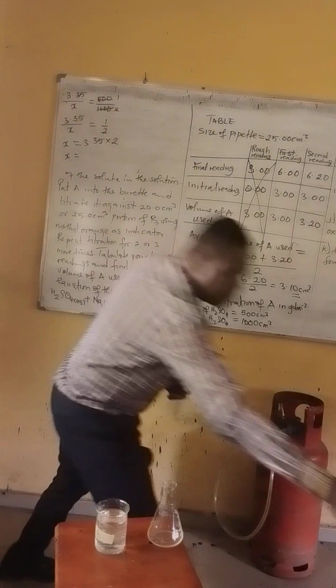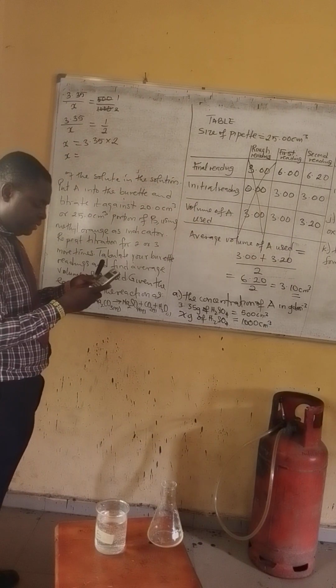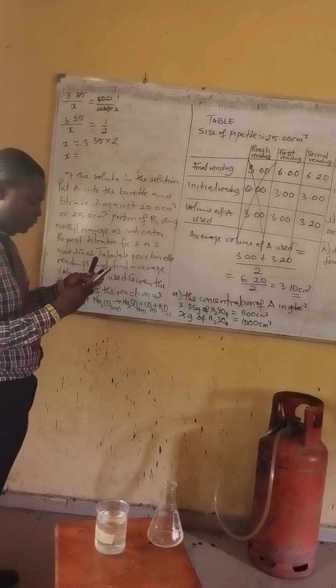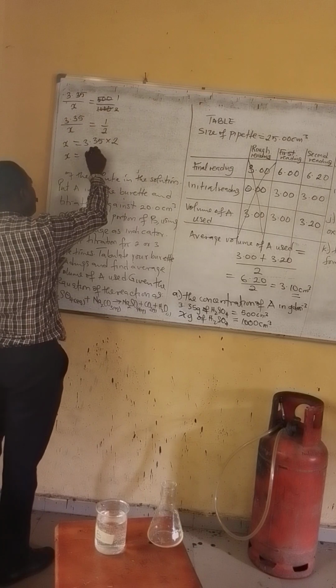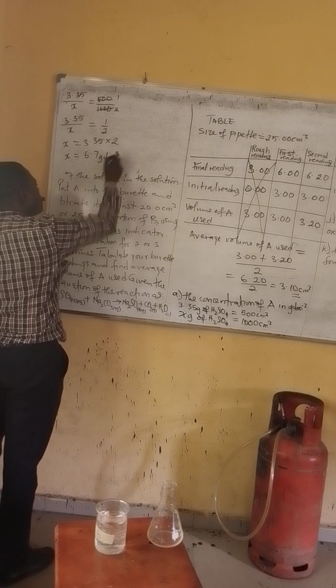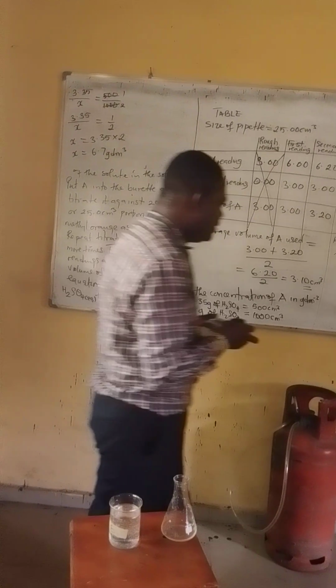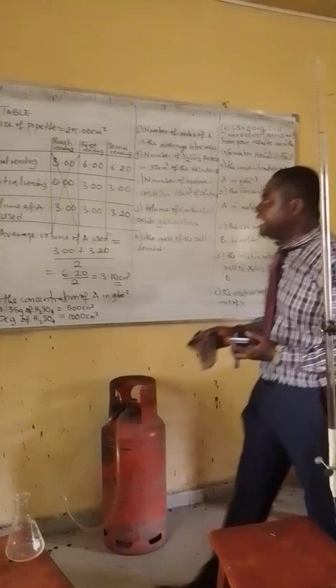So we have 3.35 times 2. The answer is 6.7. Now, gram per dm3. Now, that is the concentration of A in gram per dm3. No more in gram. What they gave us was in gram.